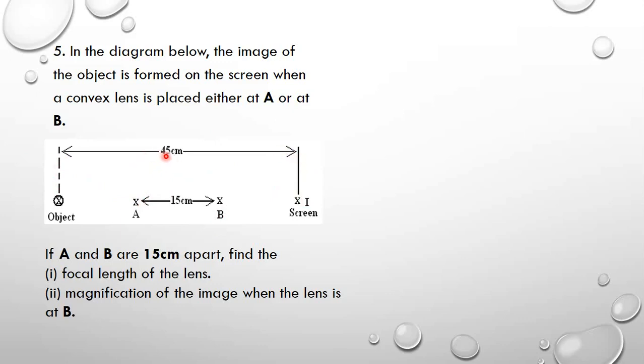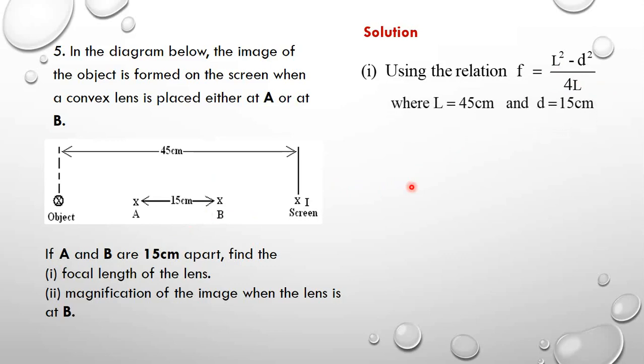So here L is 45 and D is 15. U is L minus D divided by 2, and V is L plus D divided by 2. We can use the formula that we derived. That is F is L squared minus D squared over 4L, where L is 45 and D is 15. When we substitute, we shall get our F as 10 centimeters.